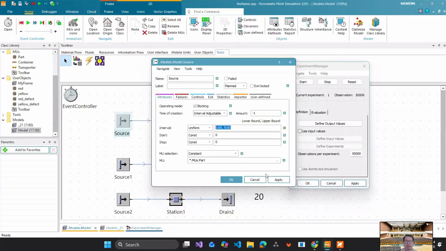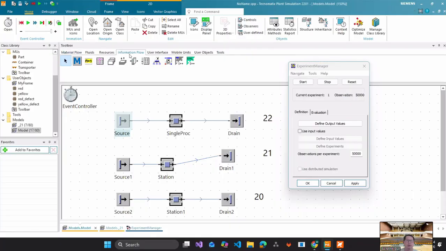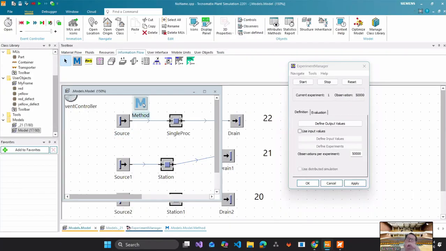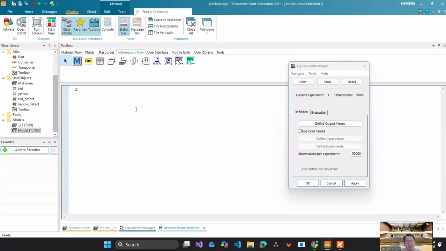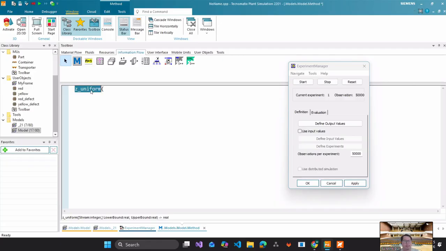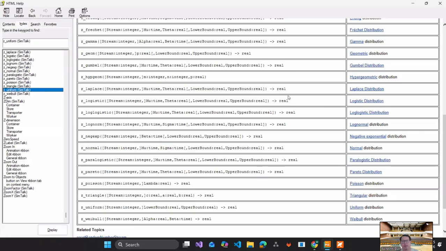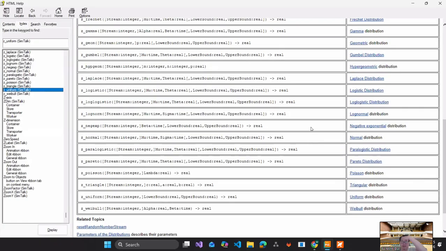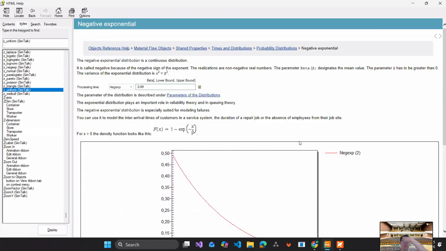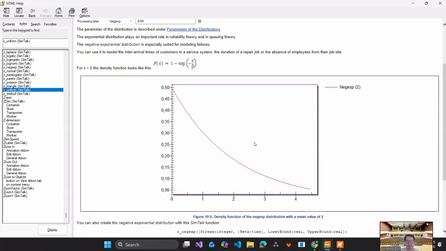The figure, for example, your colleagues showed us before, when we have here uniform, F1. Okay, and then, for example, we have a lot of distributions. For example, we have the negative one. So here, this is what we call the negative exponential distribution.